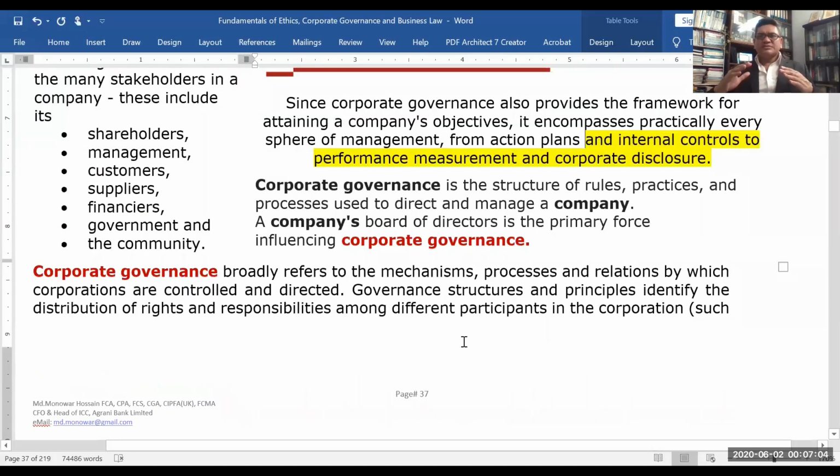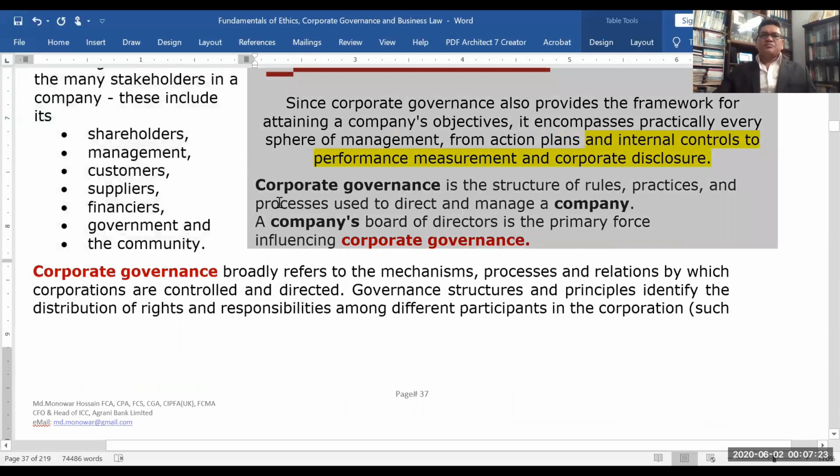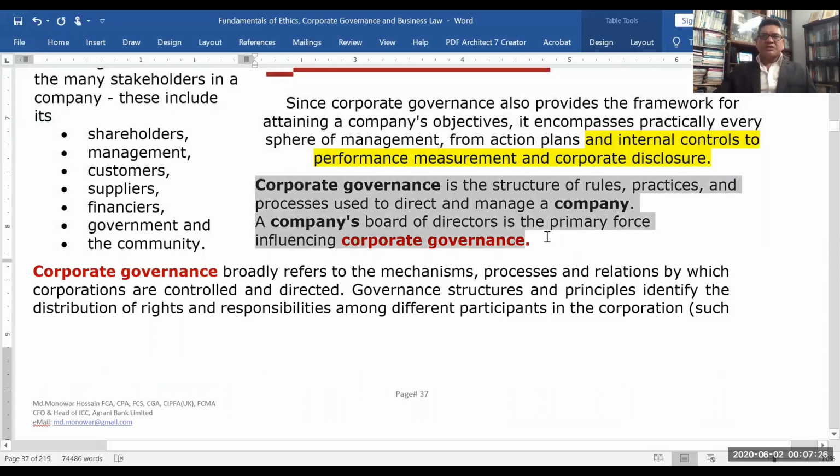Corporate governance is the structure of rules, practices, and processes used to direct and manage a company, and a company's board of directors is the primary force influencing corporate governance. So pure corporate governance depends on the board of directors' attitude.